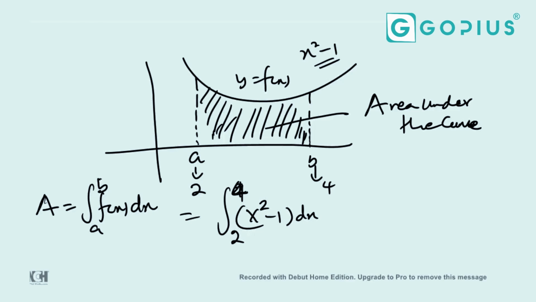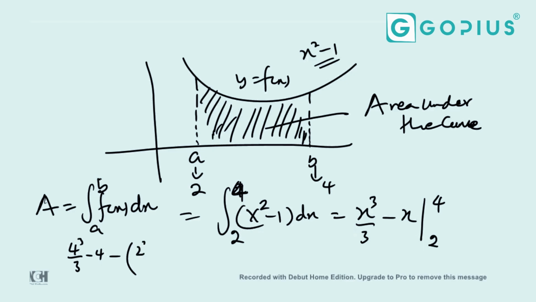So the area under the curve is the definite integral of that curve from the point where it starts to the point where it terminates. If I integrate this, I have x cubed over 3, and integrating minus 1, I have minus x, from 2 to 4. The upper boundary is 4 and the lower one is 2. So I substitute 4, minus, I substitute 2. Substituting 4, I have 4 cubed over 3 minus 4, minus, and substituting 2, 2 cubed over 3 minus 2.